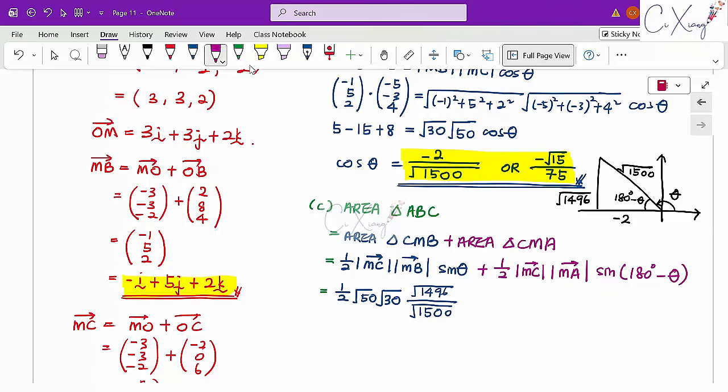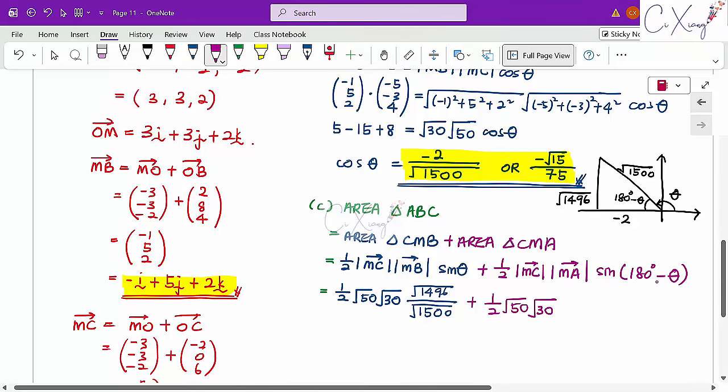Then for the purple color part, it's also the same, half. What's the length of MC? Square root 50. What's the length of MA? Because M is the midpoint of A and B, MA and MB should have the same length, so it should be equal to square root 30. And then what's the value for sine 180 minus theta? In the second quadrant, sine 180 minus theta is also a positive value. According to the same triangle here, it is still square root of 1496 over 1500. So you can see that these two terms are the same. Half something plus half something, you are getting a 1.